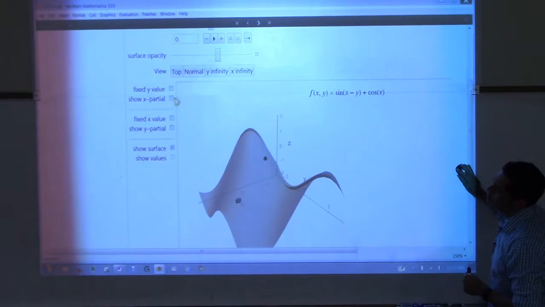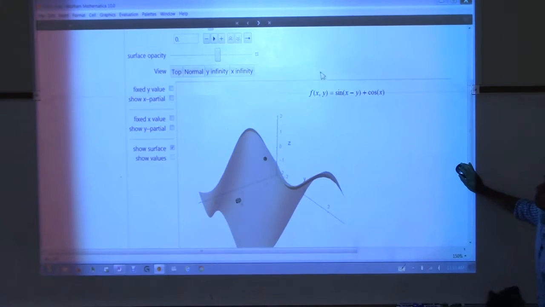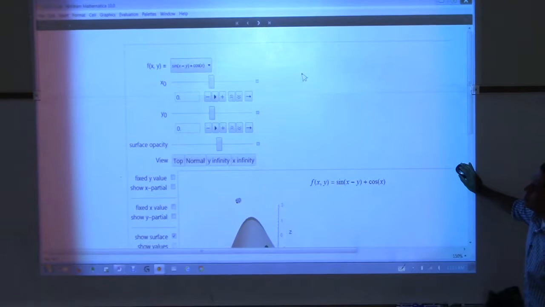Why is it not? Do I have to do this first? Okay. Not sure why that checkbox is not working. Was it working in my office today?